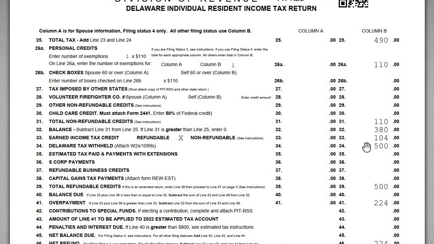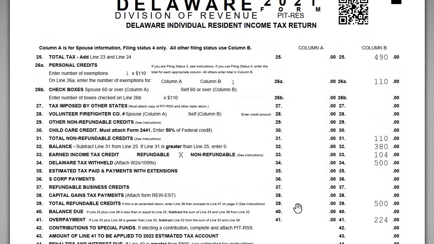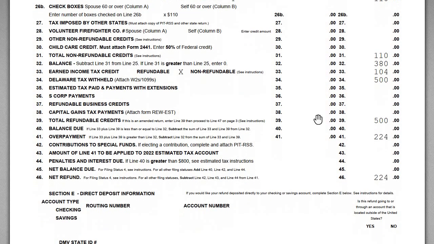So he's going to get a full credit for the $104 because his tax liability is greater than that. So he owes $380. He is allowed a non-refundable credit of $104. And then he's got his Delaware withholding, which he's going to get back a portion of that as well. So very, very simple calculation, frankly, for Delaware. Not too many moving pieces.